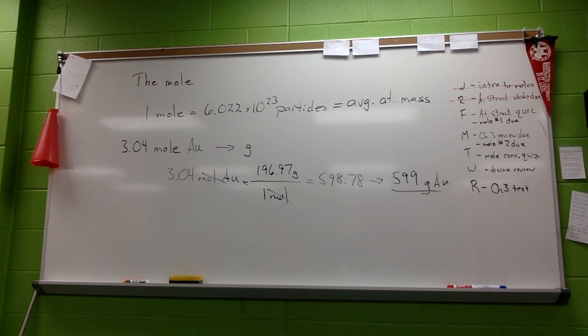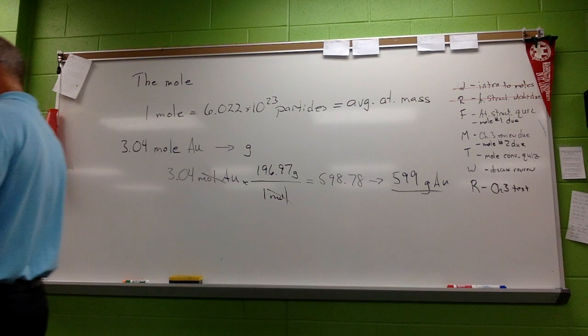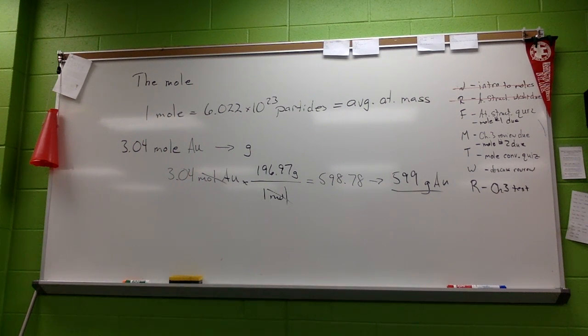To the 100th place is going to be 16.00. I believe fluorine is probably written as 18.9978 or something like it. Okay, so we're going to round that one to the 100th place to 19.00. Do you see where I'm going with that?